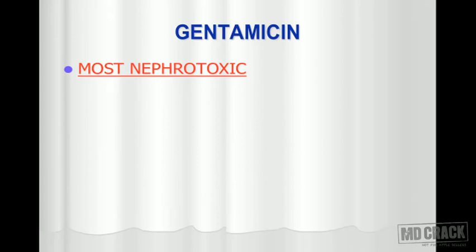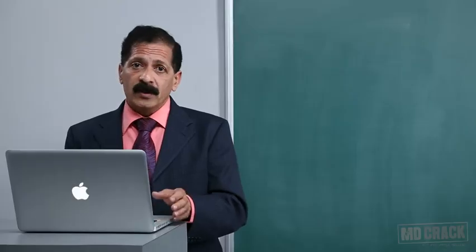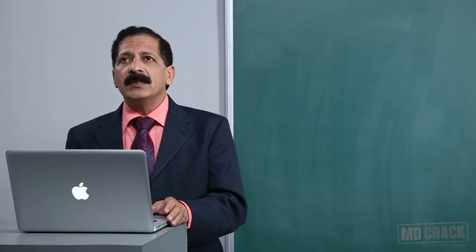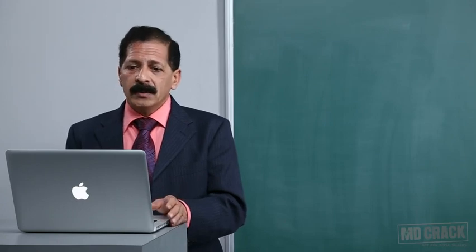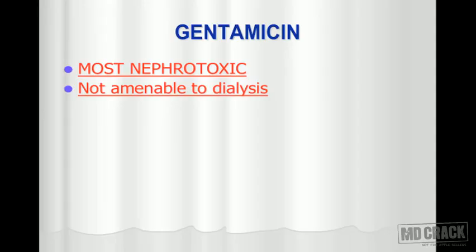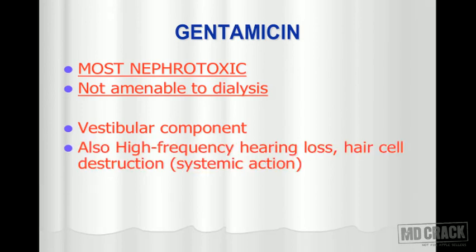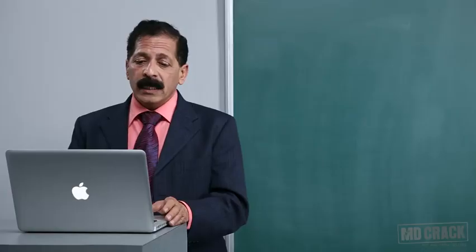Gentamicin is the most nephrotoxic aminoglycoside. We said it in the beginning. And the toxicity is tubular necrosis. It's most nephrotoxic, so it really matters if your patient is already suffering from renal damage, what to do and how to manage this particular issue. Another important thing is gentamicin is not amenable to dialysis. It's very difficult to remove gentamicin out of the body. It mainly affects the vestibular component and also produces high frequency hearing loss and hair cell destruction, which is a systemic action of gentamicin when you use it by systemic route of administration. That's the 8th nerve toxicity.